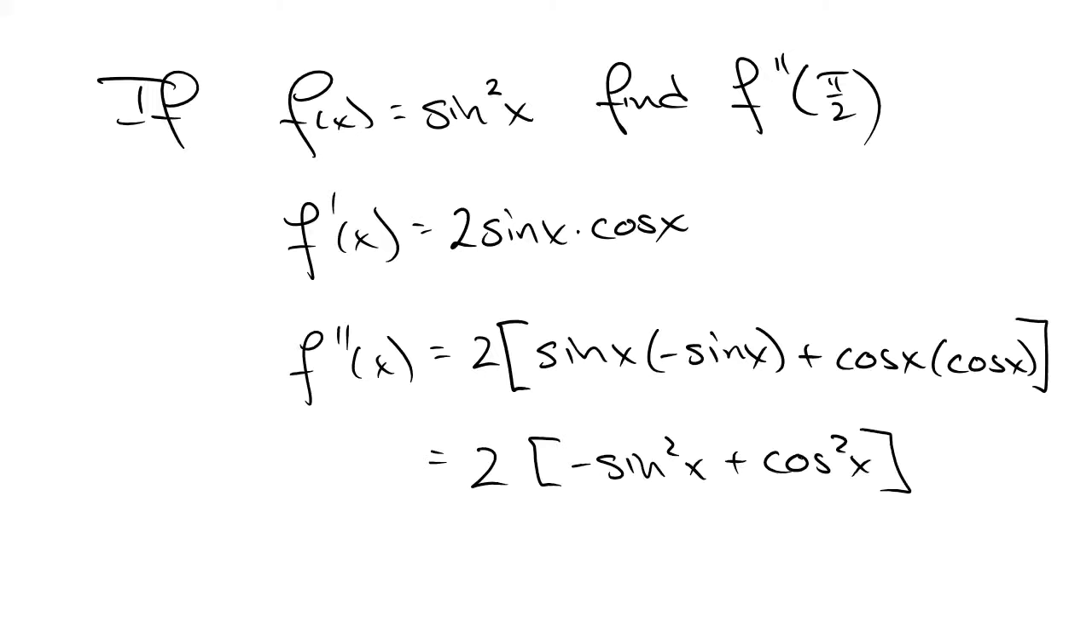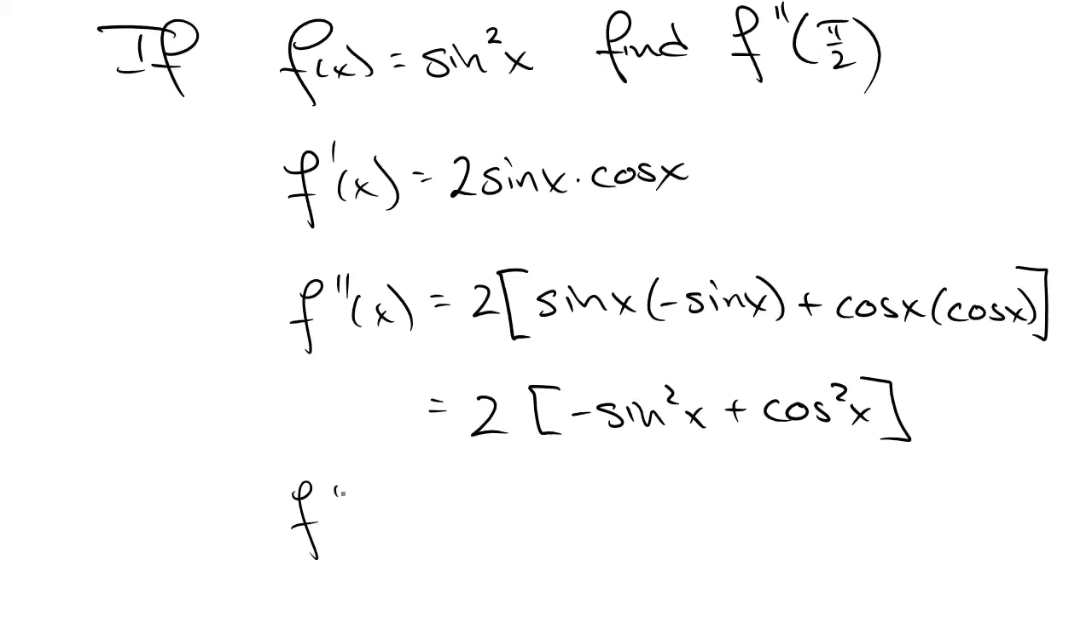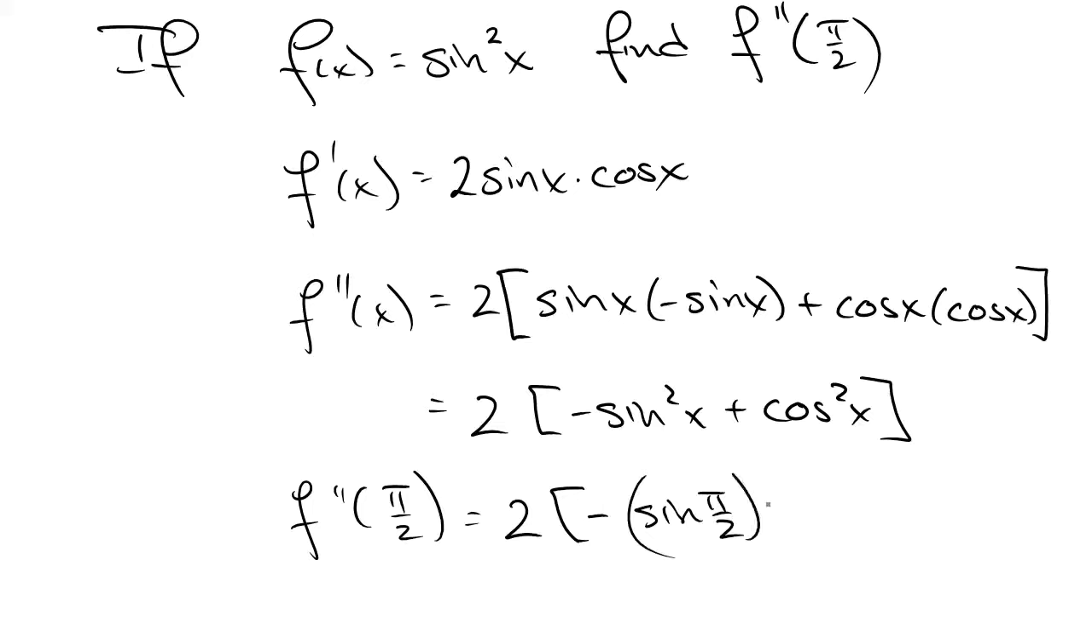And our problem was specifically looking for the value of f double prime at pi over 2. So let's go ahead and evaluate f double prime at pi over 2. Good to remember that trig table here. So that would be negative 2 times the quantity negative sine of x would be sine of pi over 2, and we're going to square that, plus cosine of pi over 2, and that will be squared as well.